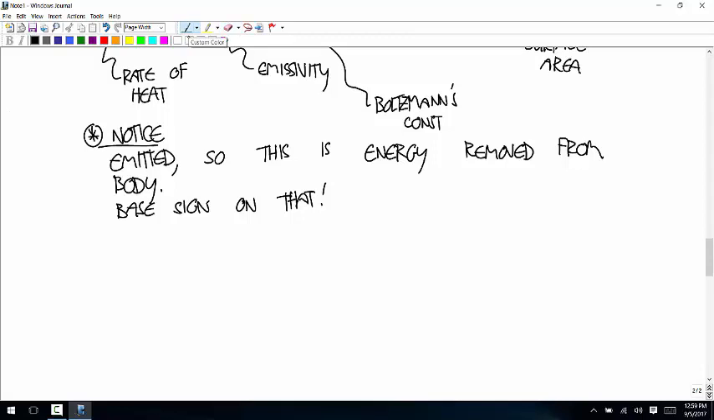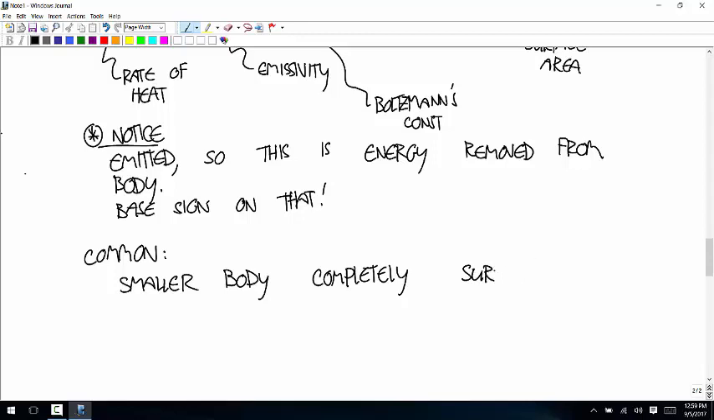One case that comes up pretty often is that you have a smaller body completely surrounded by a much bigger body. I said that a body is always emitting radiation, but it also is always absorbing radiation and transmitting radiation and reflecting it. And so the amount of energy that's being radiated by a body is only part of the story.